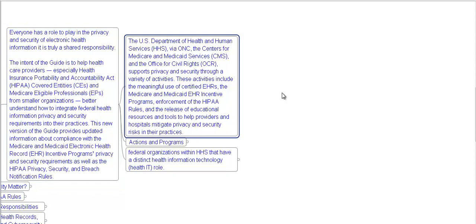The U.S. Department of Health and Human Services (HHS) via ONC, the Office of the National Coordinator, the Centers for Medicare and Medicaid Services (CMS), and the Office for Civil Rights (OCR) support privacy and security through a variety of activities. These activities include the meaningful use of certified EHRs, the Medicare and Medicaid EHR incentive program, enforcement of HIPAA rules, and release of educational resources and tools to help providers and hospitals mitigate privacy and security risks in their practice.